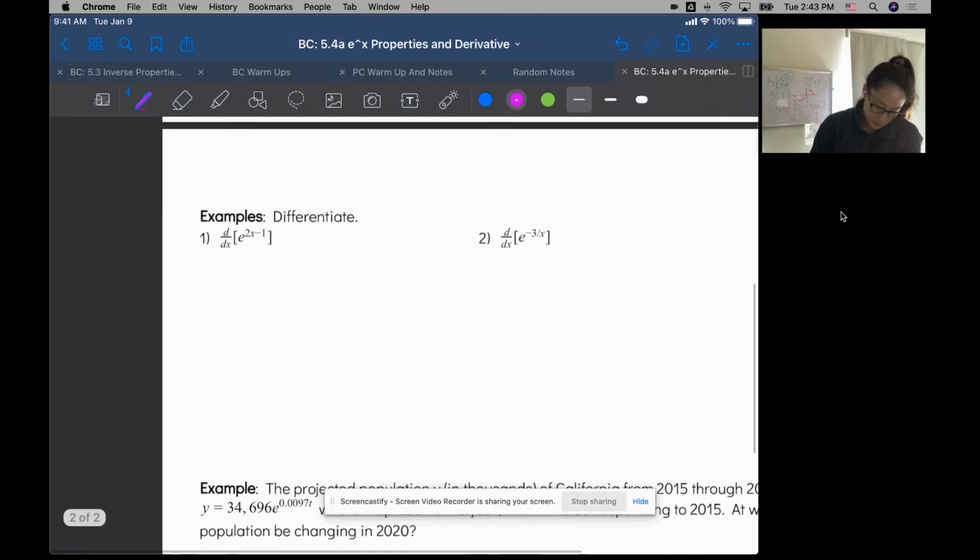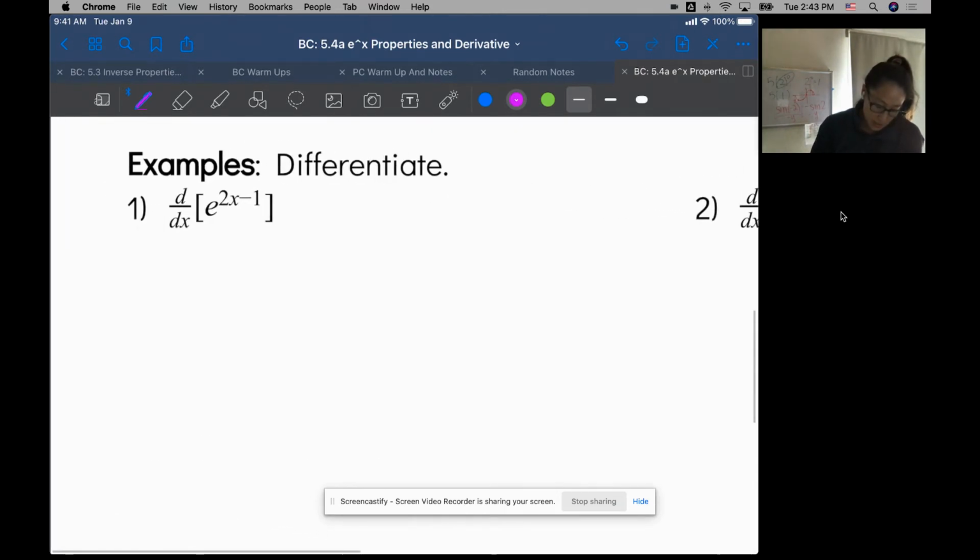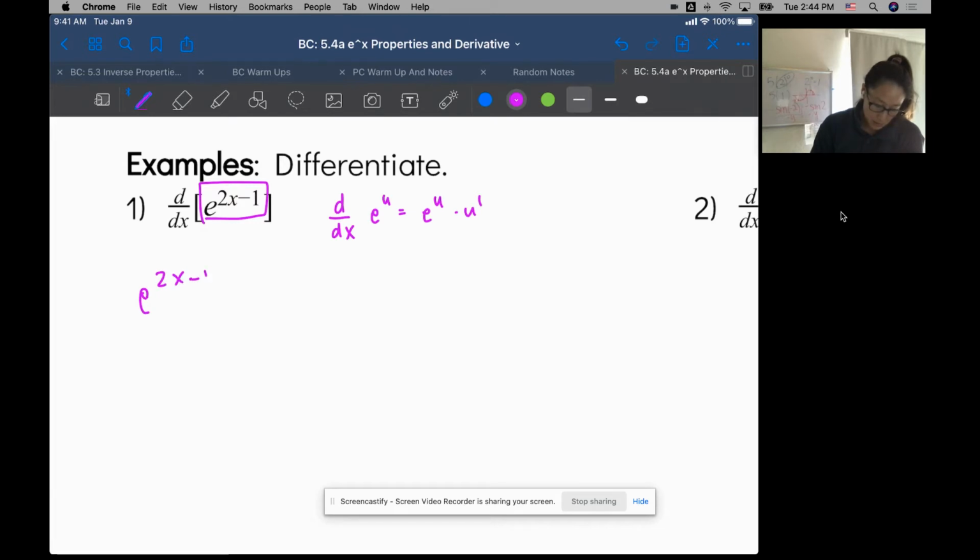All right, let's do a couple. So let's differentiate d over dx of e to the 2x minus 1. This looks like chain rule. So what's great is that we remember that d dx of e to the u is equal to e to the u times u prime. So everything's going to stay the same here. I get e to the 2x minus 1 times the derivative of the inside, which is 2. And that is that. I guess we can make it prettier. 2e to the 2x minus 1.